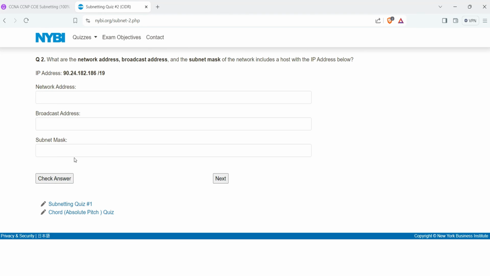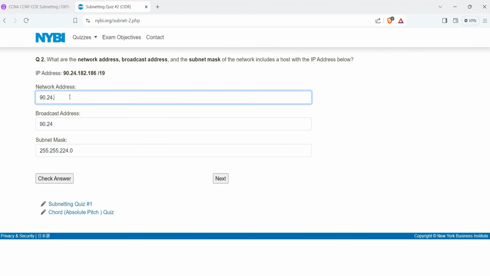Next. All right. Slash 19. 255.255 is 16 bits. I need three more bits. 224, then zero. And then over here, what do I get? The first two octets are actually different. 90 dot 24 dot what? Okay. I stop over here. 90 dot 24 dot what? Over here. So 182 falls under what?